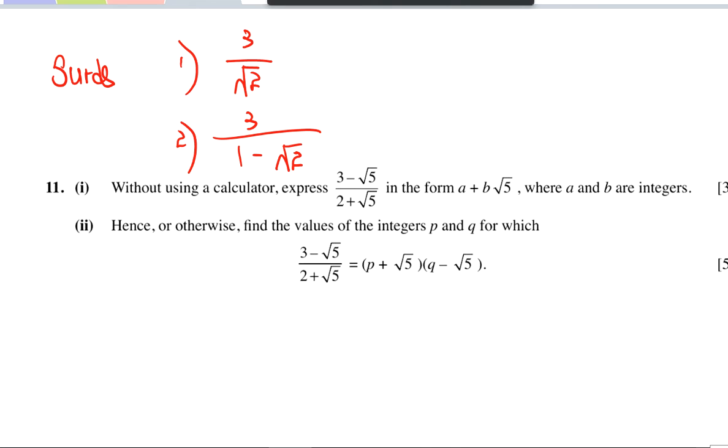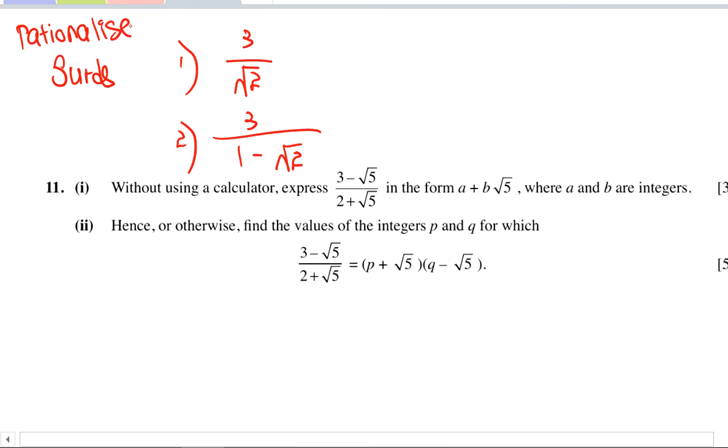Okay, the key idea behind surds is very simple: to make sure there are no root terms at the denominator. So we need to get rid of any root term at the denominator. If I want to get rid of the root term at the denominator, I need to use this thing called rationalize. I'm going to write down the word.